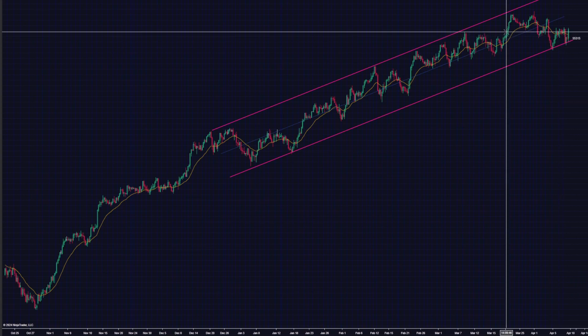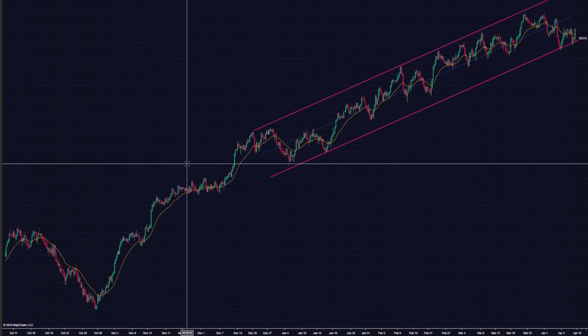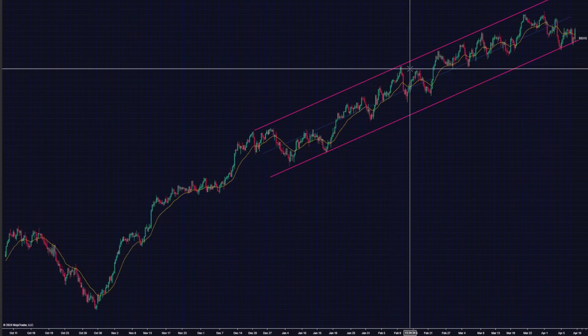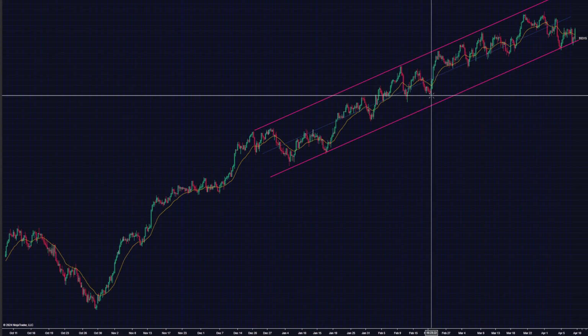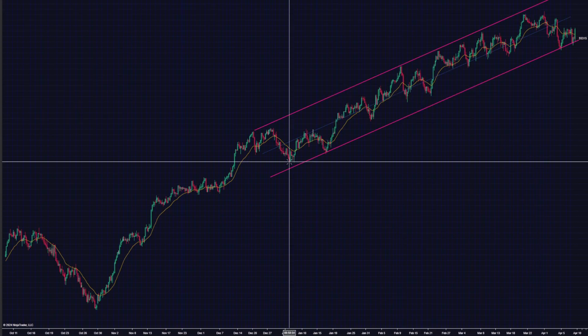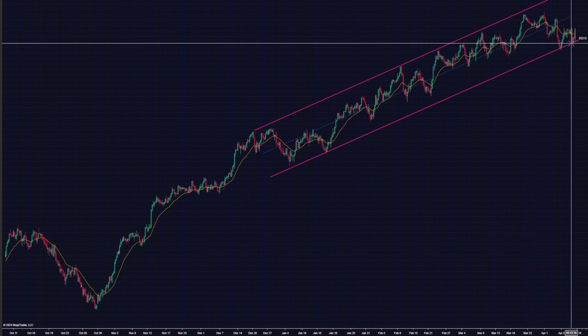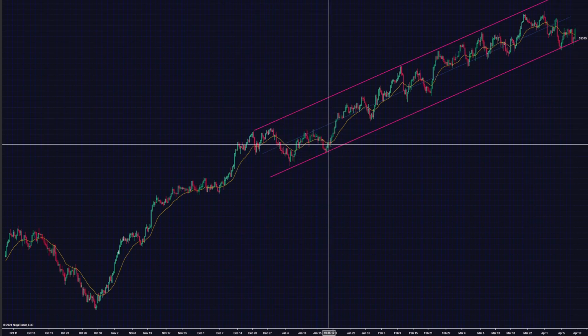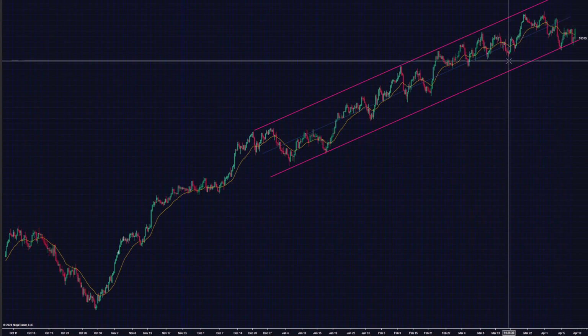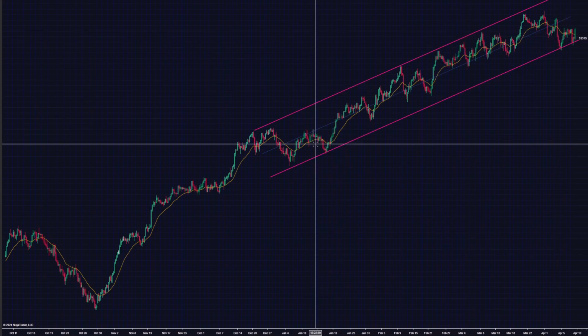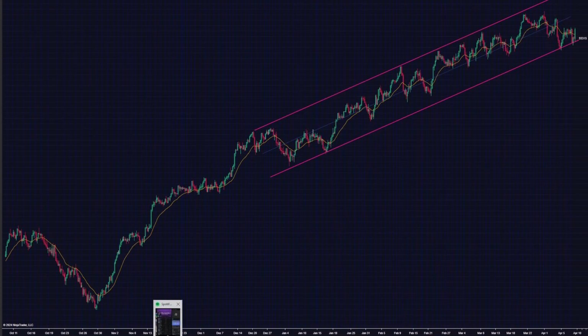I don't know. Maybe we've not done the third, but this is the first push, pullback, second push, pullback, third push. Or maybe I'm trying to say 1 pullback, 2, because this is the first time I went sideways, second time I went sideways. But we'll see how it goes. Obviously, on a high time frame, things look very different.